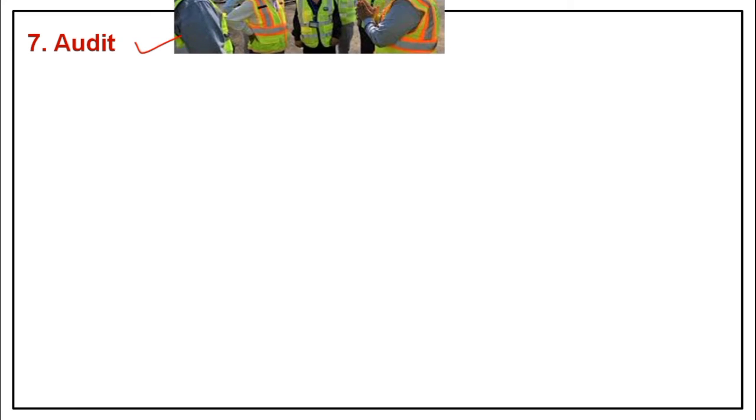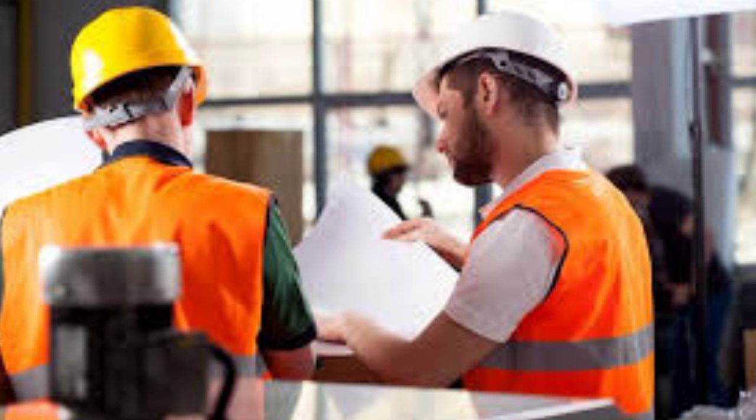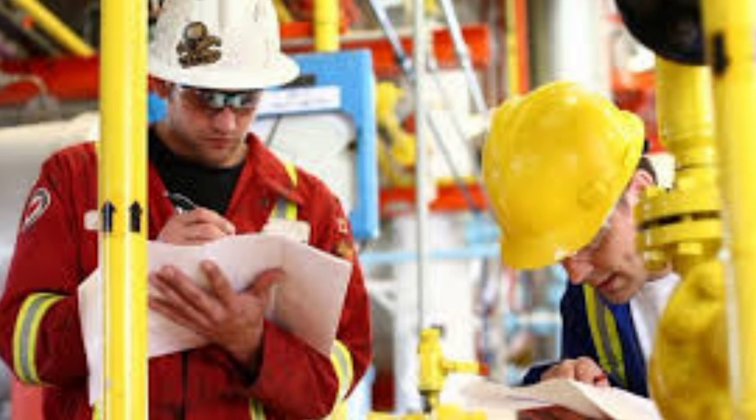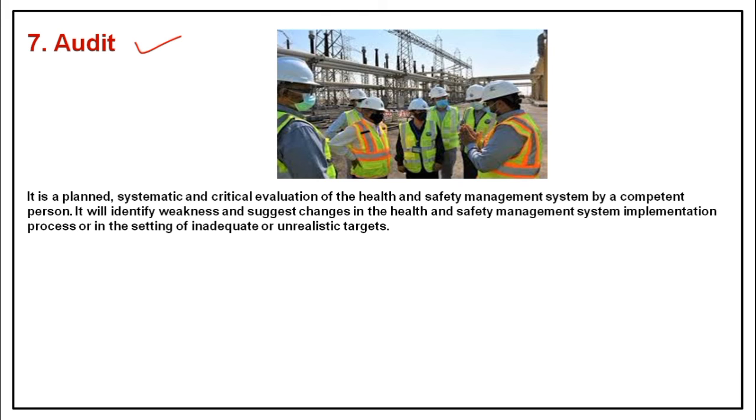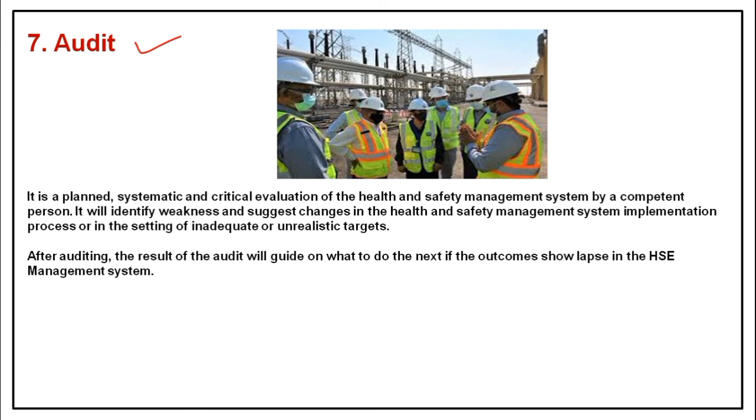Seventh element is HSE audit. An HSE audit program shall be in place to review and verify effectiveness of the management system. It shall include audits by auditors independent of the process or facility audited. It is a planned, systematic and critical evaluation of the health and safety management system by a competent person. It will identify weaknesses and suggest changes in the health and safety management system, implementation process or in the setting of inadequate or unrealistic targets. Friends, after auditing, the result of the audit will guide on what to do next if the outcomes show lapse in the HSE management system.